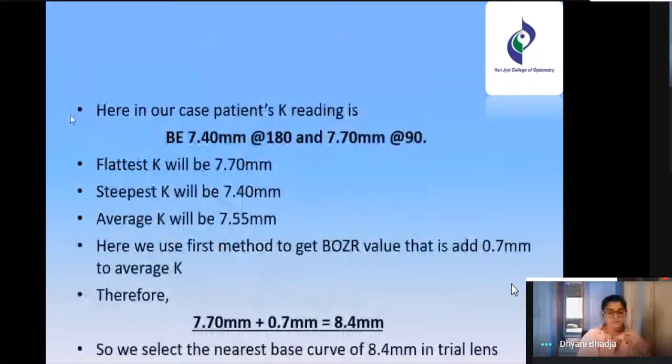So here in our case, the patient's K reading is this. So our flattest K will be 7.70 mm, and steepest K will be 7.40 mm. Average K will be 7.55 mm. So here we are using the first method, adding 0.7 mm to the flattest. Therefore, final BOZR will be 8.4 mm. So we select the nearest base curve of 8.4 mm trial lens.